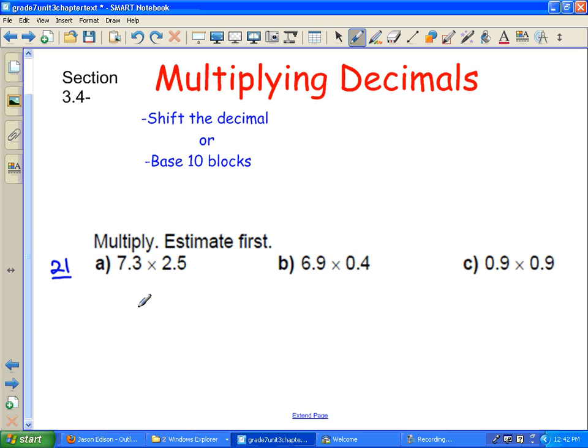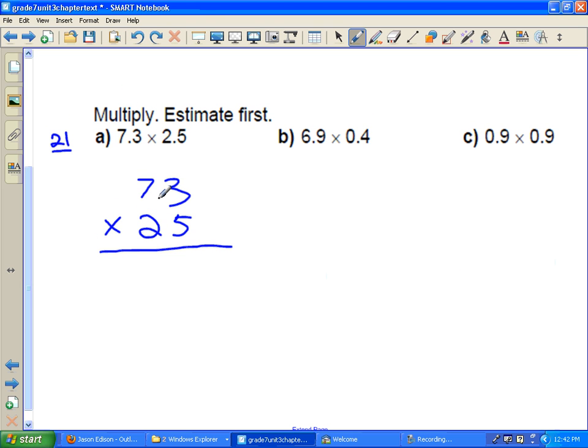Now we're going to multiply it. So we've got 7 decimal 3 and 2 decimal 5. Now, sometimes you can leave the decimals out and put the decimals in after, or sometimes if it doesn't bother you, you can leave the decimals there and just pretend they're not there. So I'm going to start here. 5 times 3 is 15, so I'll put the 5 there and the 1 there. 7 times 5 is 35, plus 1 more is 36. Now I'm multiplying by the tens place, so I'm going to put a 0 here to start.